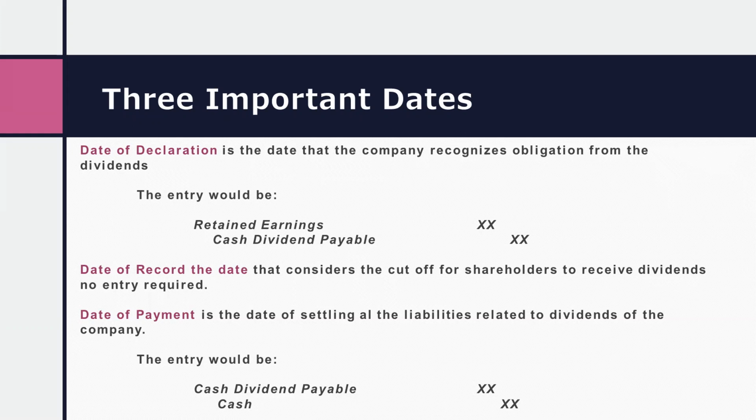Then, last one with the date of payment. So, this is the date of settling all, double L, the liabilities related to dividends of the company. So, and that on that date of payment, of course, meron tayong entry. Debit ka lang ng cash dividends payable as what you have credited here and credit cash for the same amount.